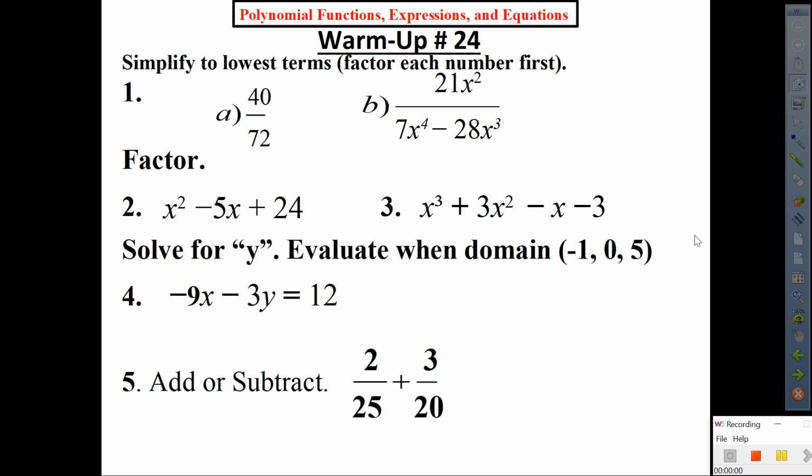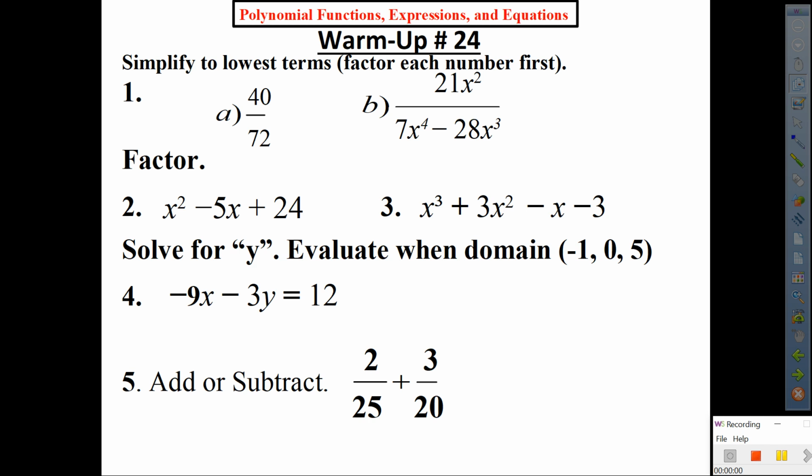Warm-up number 24 is on the screen, and once again, number 1 is to simplify to lowest terms, and it says to factor each of the numbers. Part 1A reads 40 over 72. Part B reads 21x squared over 7x to the fourth minus 28x cubed.